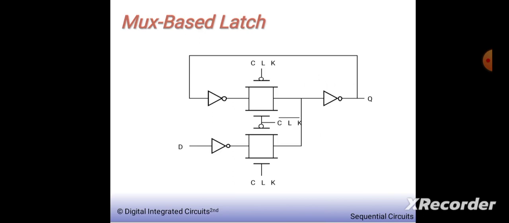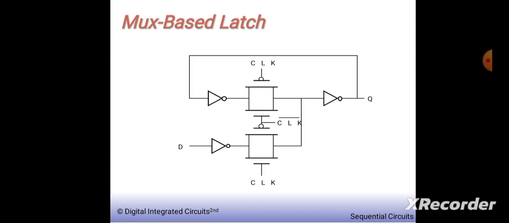So let's take the mux based latch. You are seeing here a D latch. Here we are using two transmission gates. One transmission gate gets the clock as well as clock bar as its control signal, and when you are giving the D value, we will have three inverters here. So what is the D latch? Whatever I am giving as input, I have to get it on the output side, right? So Q equals D.